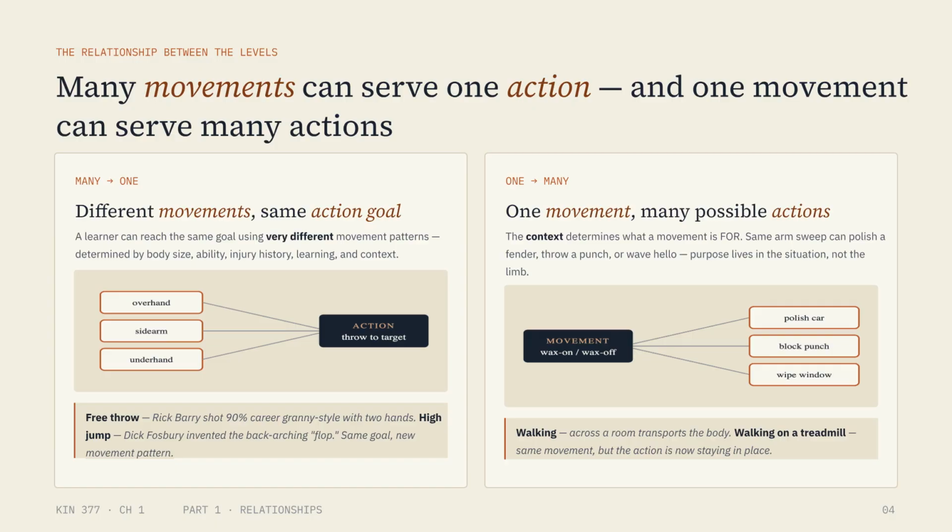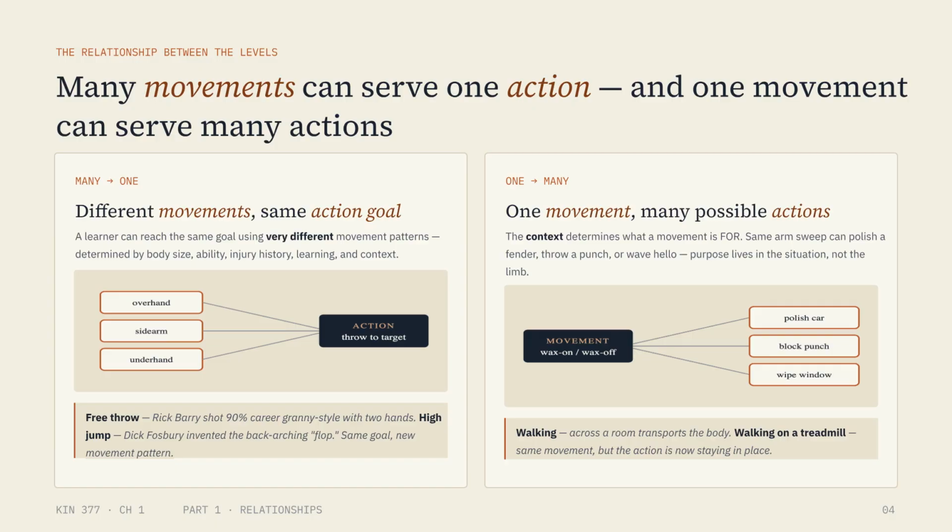The right side of the slide, one to many. One movement can serve many actions. The context decides what the movement is for. The classic example is from the Karate Kid, wax on, wax off. In one context, that movement polishes a car. In another context, the same exact movement blocks a punch. Walking on the floor transports you across the room. Walking on a treadmill is the same movement, but the action becomes staying in one place. Movement is mechanical. Action is purposeful.